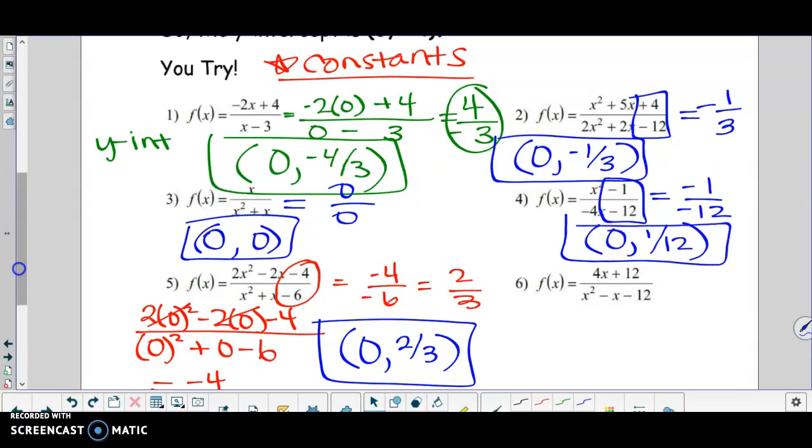Y'all try the last one. See if you can find 6 while I upload this. Is it going to be 1? Not 1. Not just 1. Negative 1? Maybe. Okay. Let's see whatever everybody else gets. I got an answer.